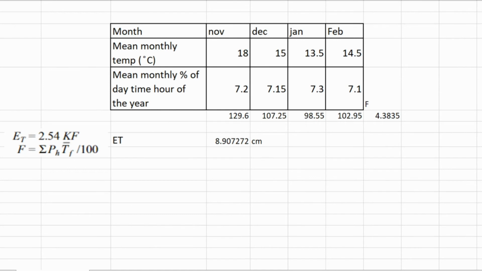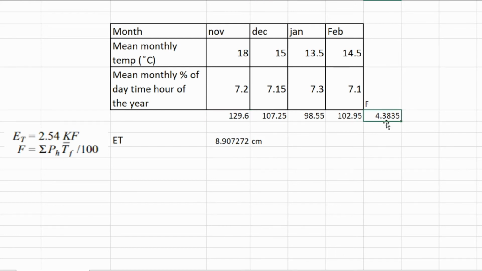You can see this is the Excel sheet in which I have solved the evapotranspiration. So I'll multiply these two here. In this equation, you can see this value is calculated by multiplying 18 into 7.2. Similarly for December, January, February, everything is calculated. Now this has been summed up here.